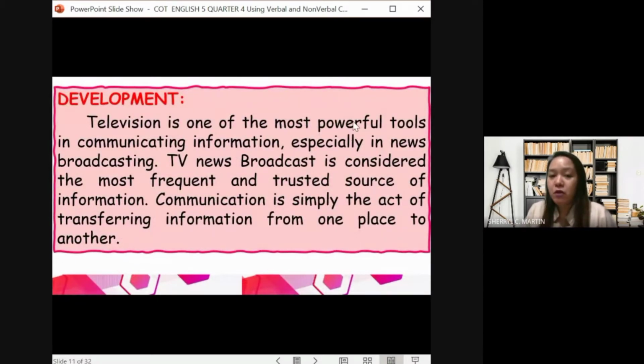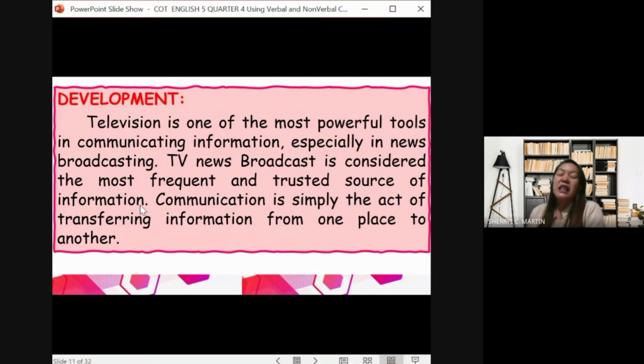Television is one of the most powerful tools in communicating information, especially in news broadcasting. TV news broadcast is considered the most frequent and trusted source of information. So as you know, Jessica Soho, Mel Tiangco, they are what? They are the personalities whom people trust very much in terms of news. So, the people, in Filipino, when talking about broadcasters, their trust in them is very high. What is the reason behind it?